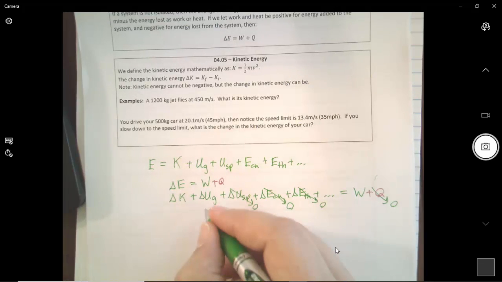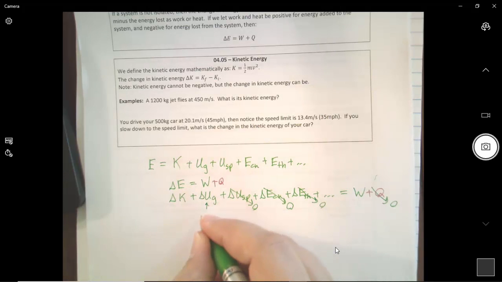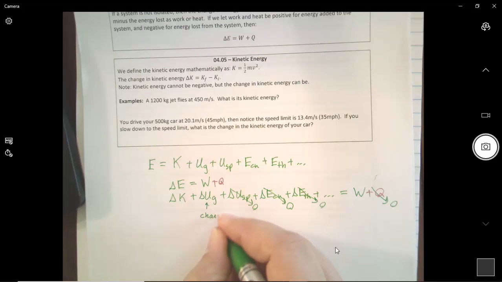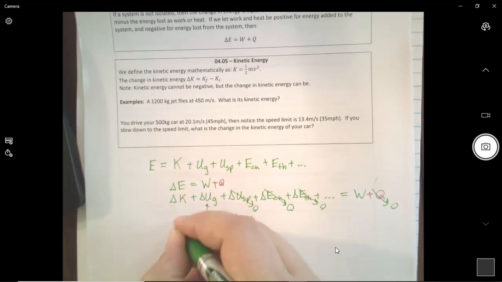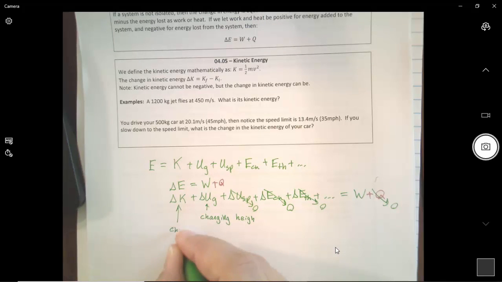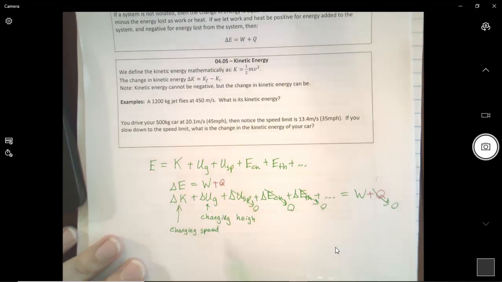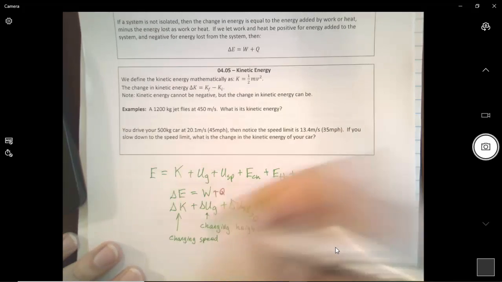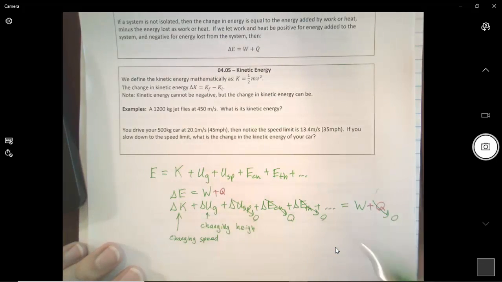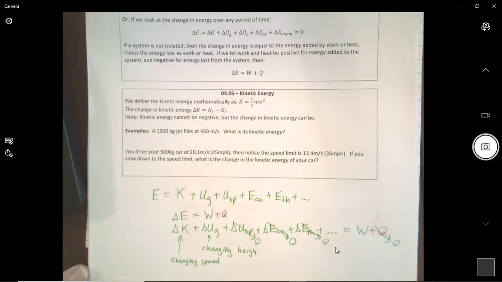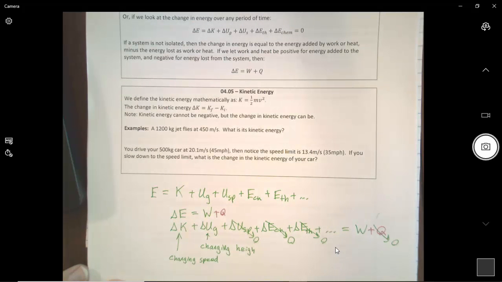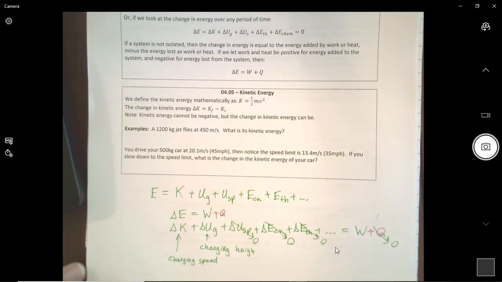Gravitational potential energy you have to keep if an object is changing height. And kinetic energy you need to keep if an object is changing speed. So we can look at the definitions of these different terms and use them to actually calculate something. So let's start building this equation one piece at a time until we're ready to calculate something.